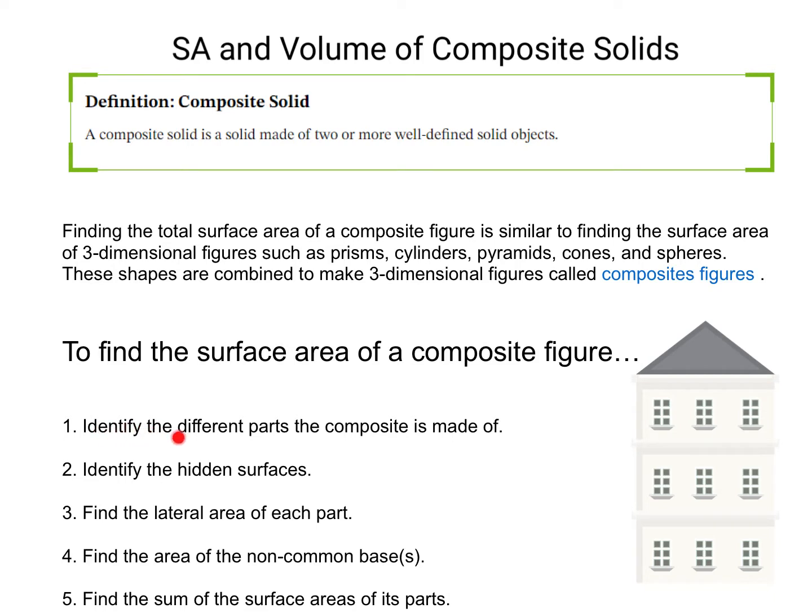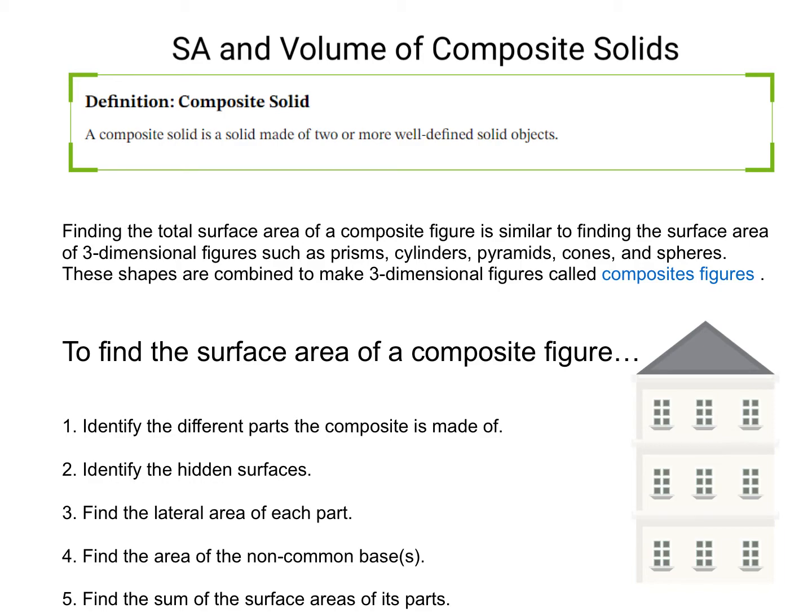First, identify the different parts the composite is made of. So, for example, this house is made up of a prism, a square prism or rectangular prism, and a pyramid, and they're connected. We want to identify the hidden surfaces. So, like the bottom of our pyramid and the top of our prism may be hidden.